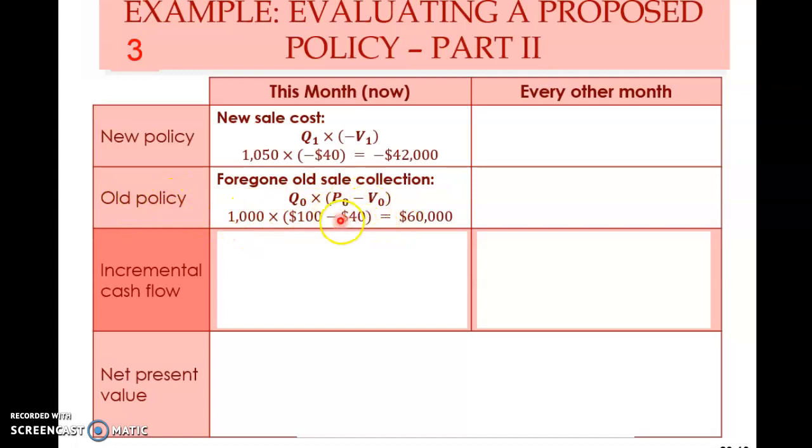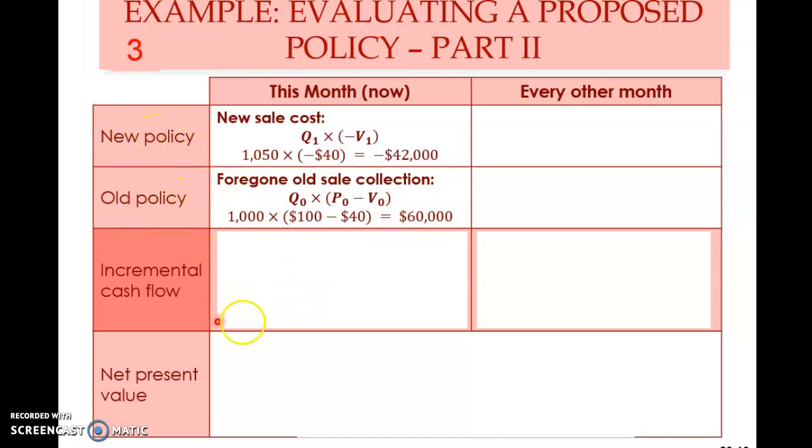You sell, you incur a cost of $40, but you collect immediately, so you get $100. You pay 40, but you gain 100. So for every unit, you gain a $60 margin. You multiply with 1,000, you get 60,000. This is a cash inflow with the old policy. Is that clear? Okay, this is what you forego. Why do you forego this? Because you switch from the old policy to the new policy, right?